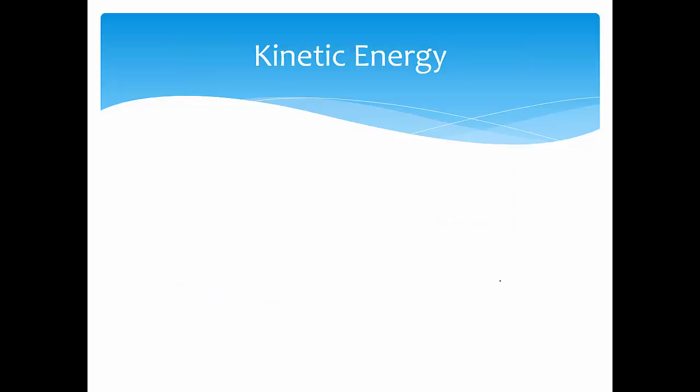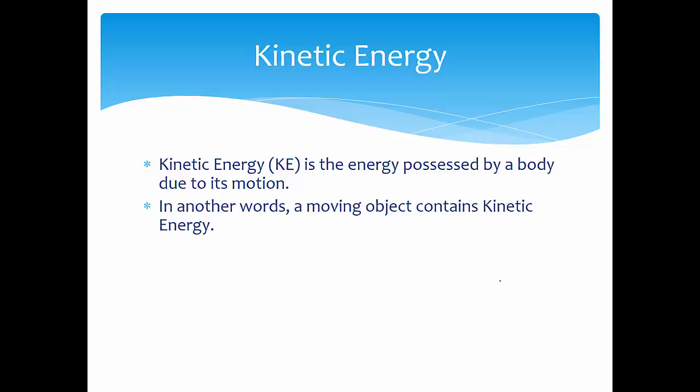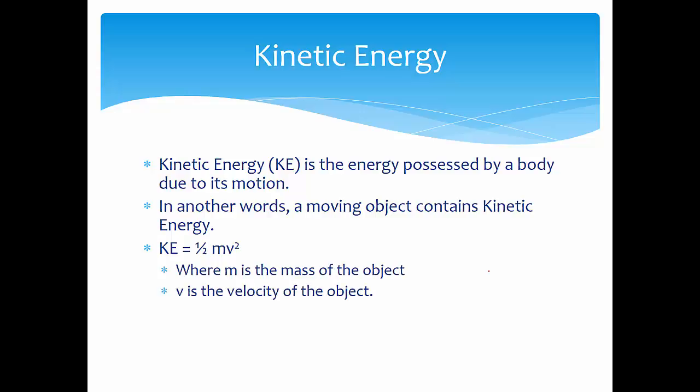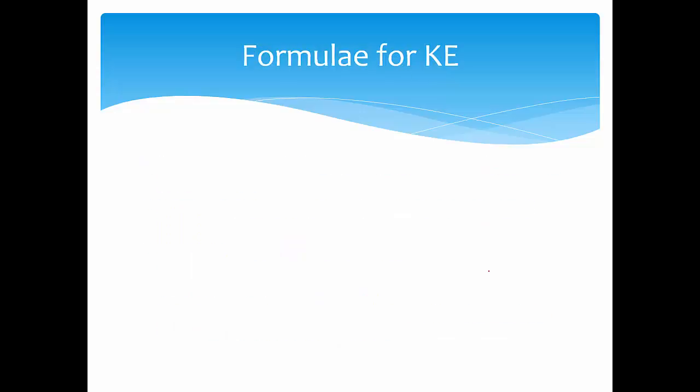We'll talk more extensively about kinetic energy. Kinetic energy is the energy possessed by a body due to its motion. In other words, a moving object will always contain kinetic energy. The formula for kinetic energy is half mv squared, where m is the mass of the object and v is the velocity of the object. This formula describes the features that determine the amount of kinetic energy an object has.